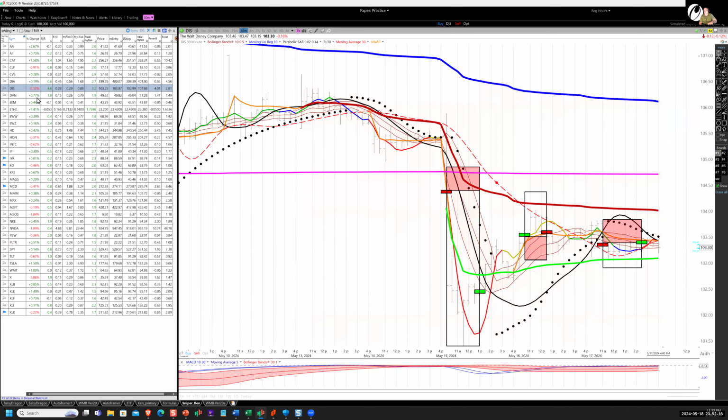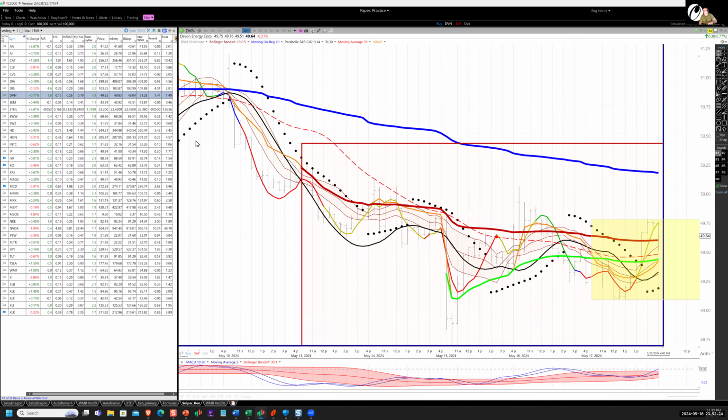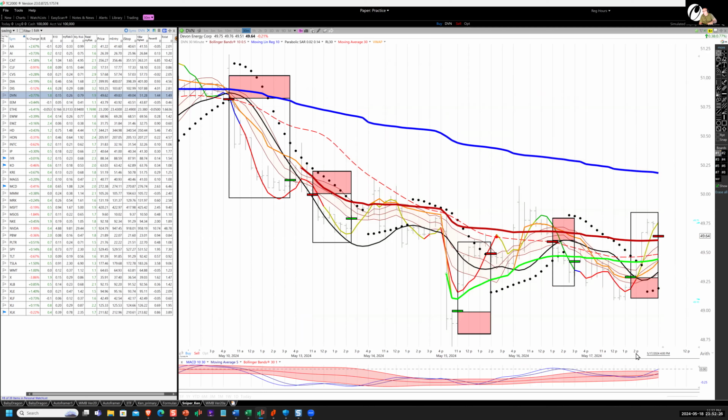Disney tried the PSAR flip short, scratch. Devon Energy, this was an afternoon trade, a 1, 2, 3 entry, crossing the VWAP long, standard risk, 2R. That one surprised me.